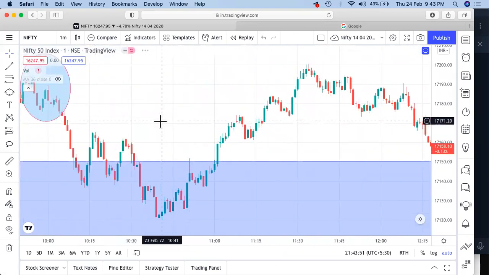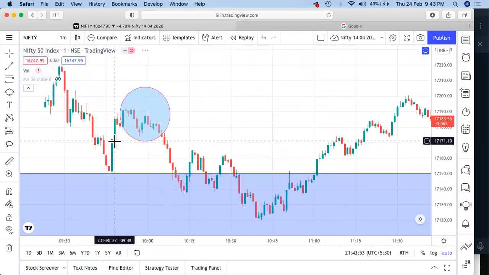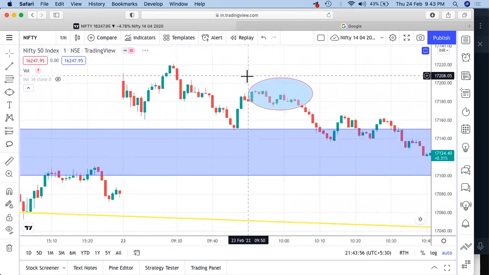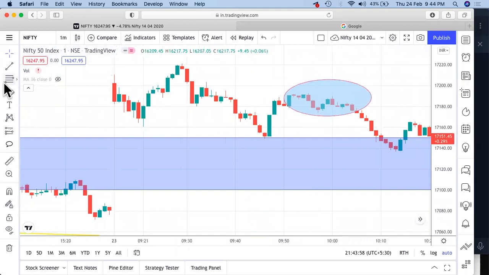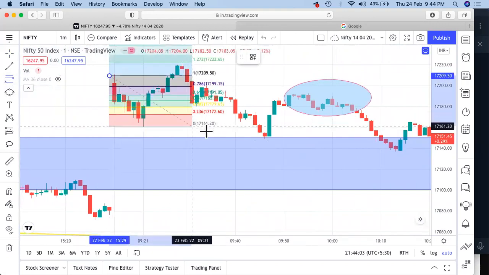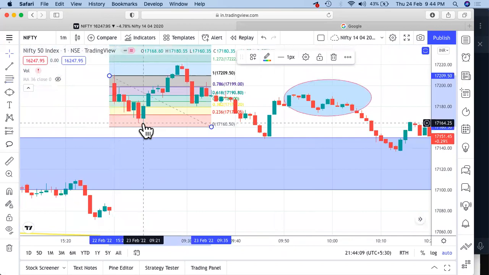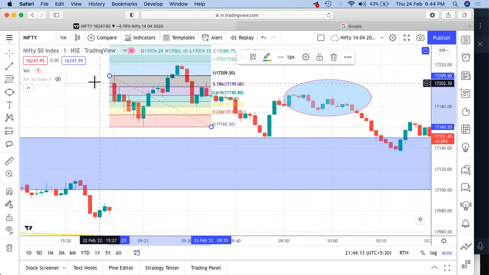Yep. See, this is 48. For example, if I look at yesterday, what happened is probably this was my start and this was my end, right? So first of all, initially it formed a range in this way, right? What happened after that is it probably went up, right?